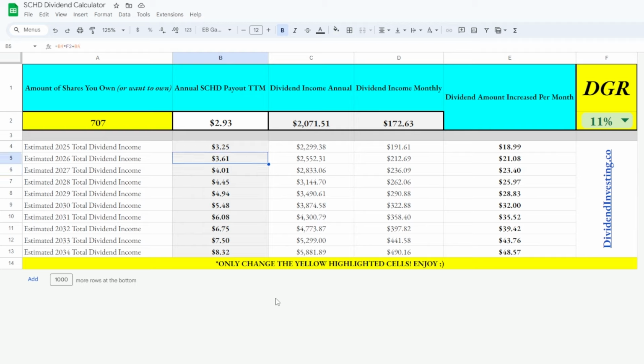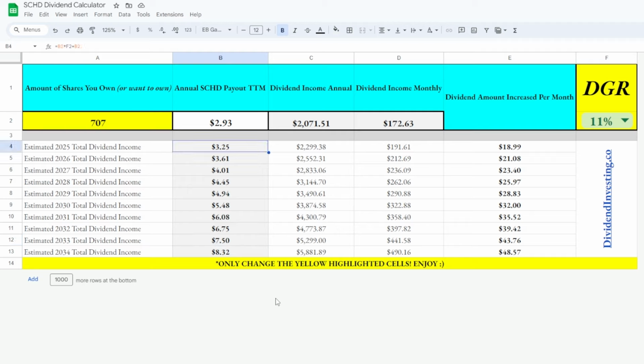And again, side note, these are all estimations, guys. This is not necessarily going to happen for sure. I'm just basing this off historical dividend growth rates. This also means by 2028, $4.44, and so on and so forth. You can see right here that by 2034, in theory, we could be up to $8.32 per share per year.